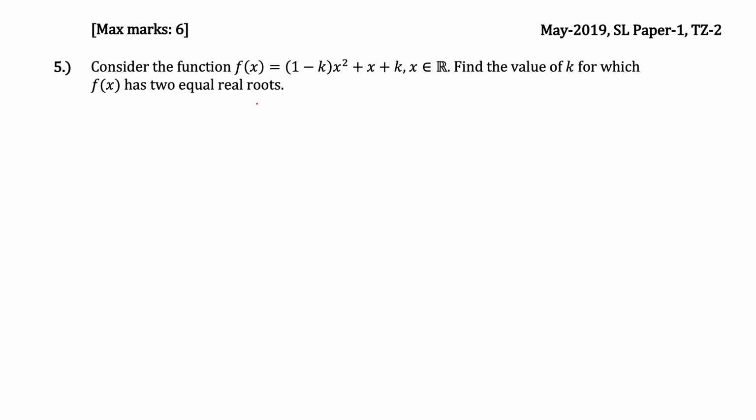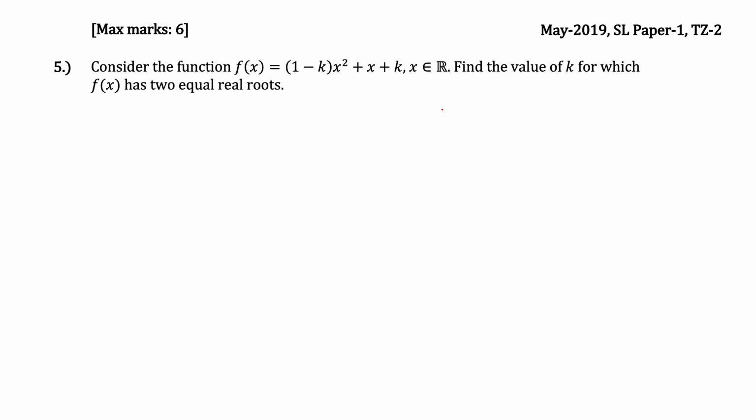Question number 5. We've been given a quadratic function f of x which is equal to (1 minus k) x squared plus x plus k, where x is a real number. And we need to find the value of k for which this function has two equal real roots.